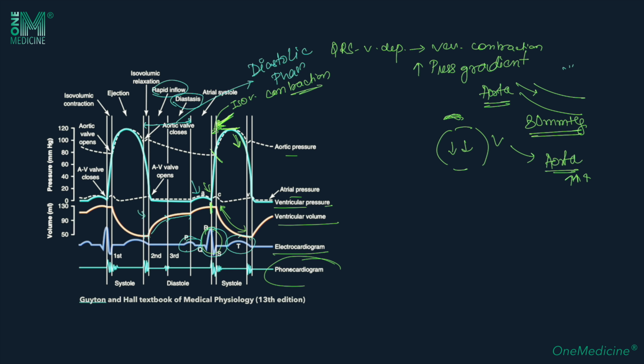So now what will happen? As the ventricular pressure drops, the aortic valve will close over here, okay? You will ask, why is the pressure falling in the aorta? Because the blood is getting redistributed from here to the different tissues and organs, right?